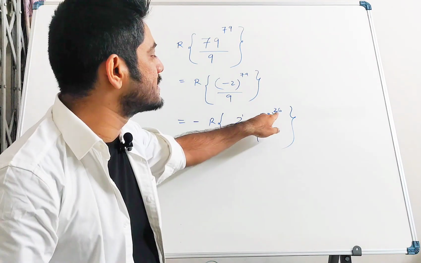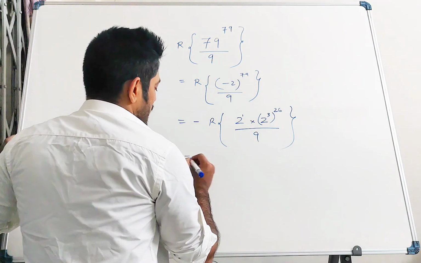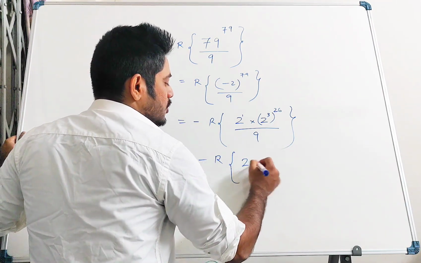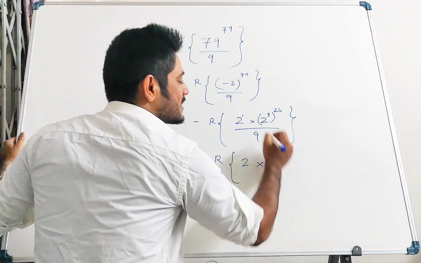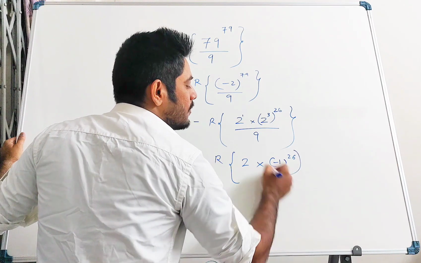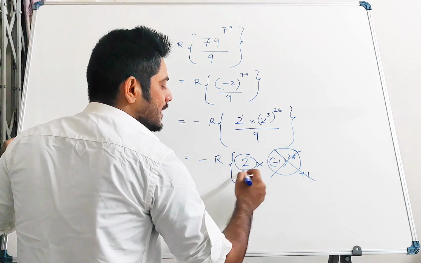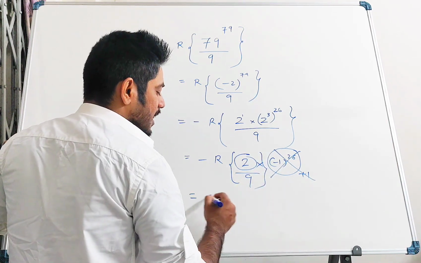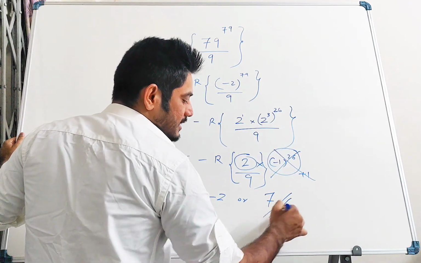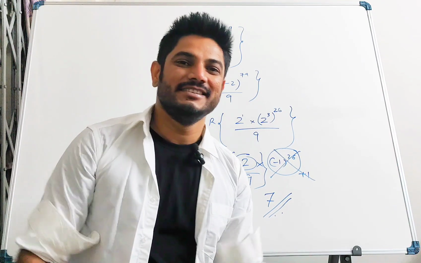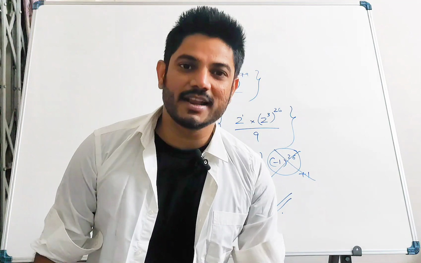Now why is that so? Because 26 into 3 is 78 and 78 plus 1 is 79. Minus sign, and this 2 as it is. 2 cube is 8, and 8 by 9 the remainder is minus 1. Minus 1 raised to 26 would be plus 1. Right? So this is ruled out now. What I have is only 2 divided by 9. My final answer would be minus 2, or the standard answer would be 7. And done. You can cross verify. 7 is the remainder when 79 raised to 79 is divided by 9.